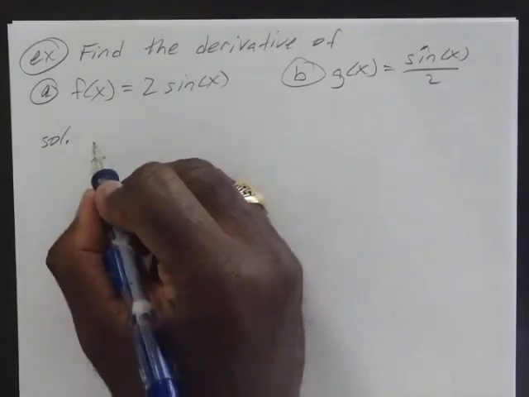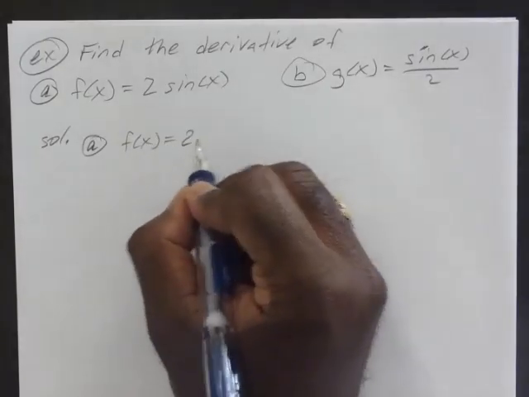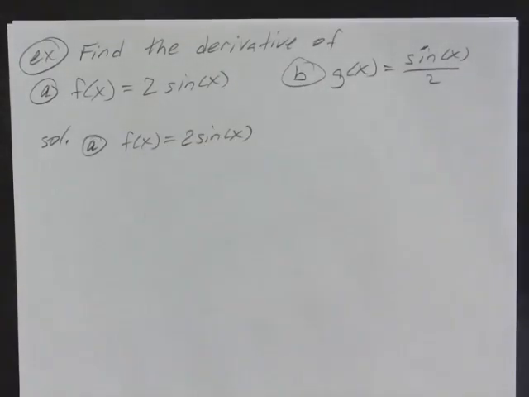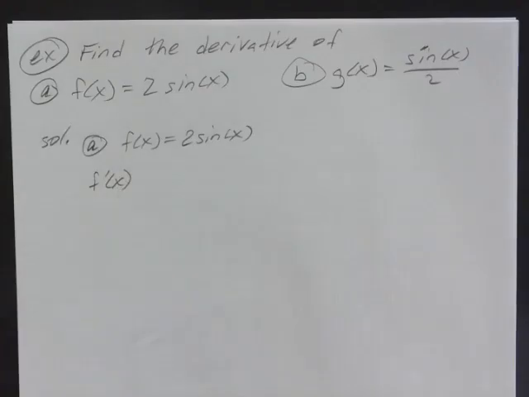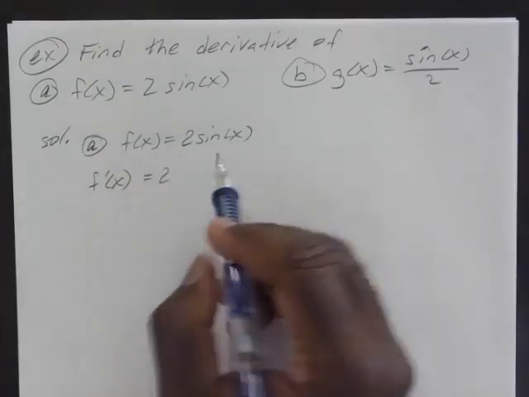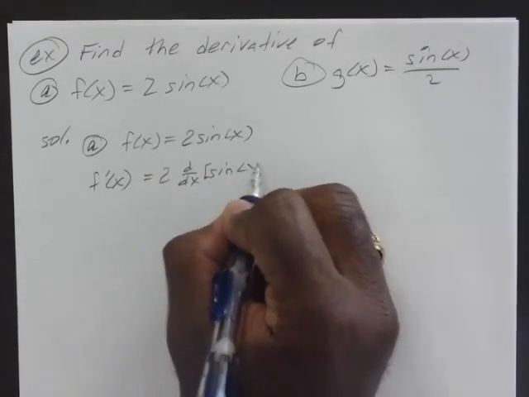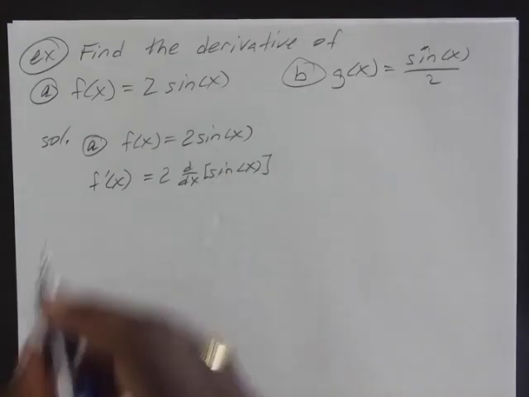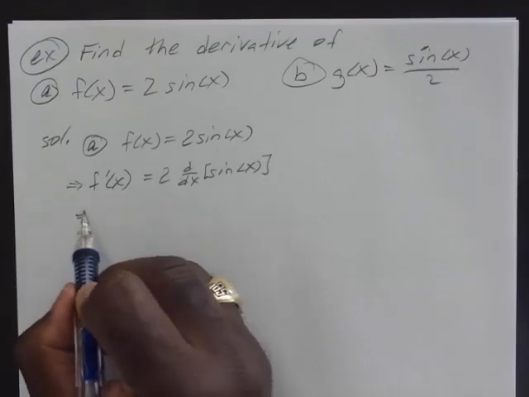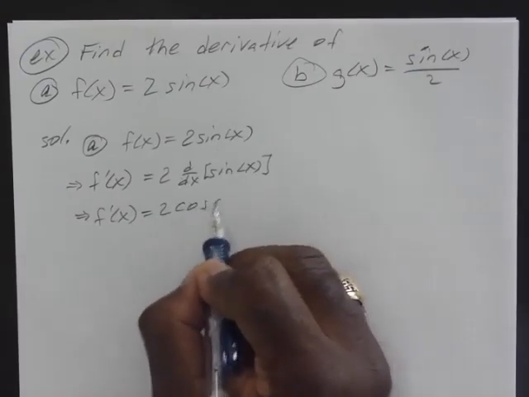Okay, so for problem A, you know that f of x is equal to 2 times sine of x. That means the derivative of f of x is equal to 2. We can just factor that 2 out, times the derivative of sine of x. Okay, well, we know the derivative of sine is cosine. So that means that our derivative f prime of x is equal to 2 times cosine of x.